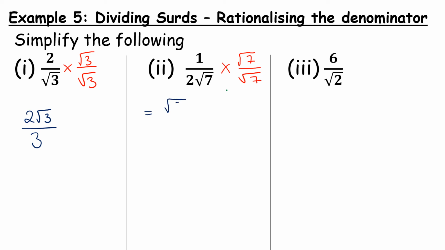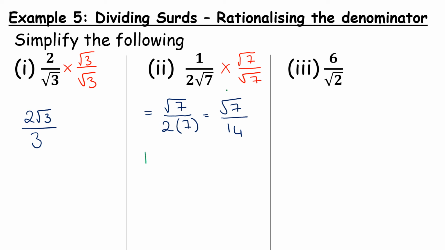Across the top, we get root 7. Now, this one's a little bit trickier because you get 2, that's not changed. Root 7 by root 7 gives me 7, so you get root 7 over 14, and that's our final answer.